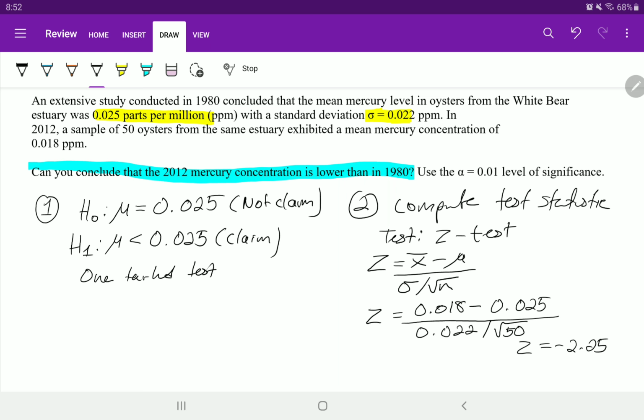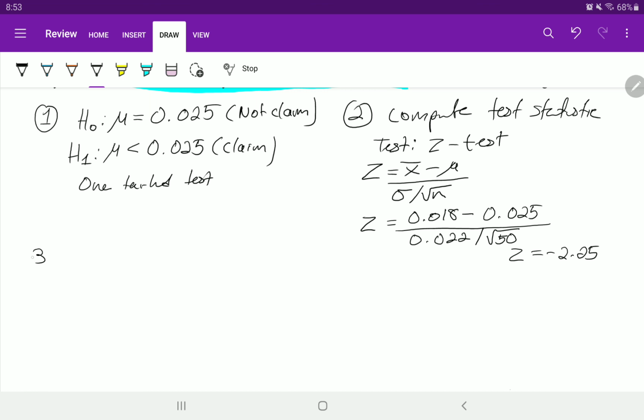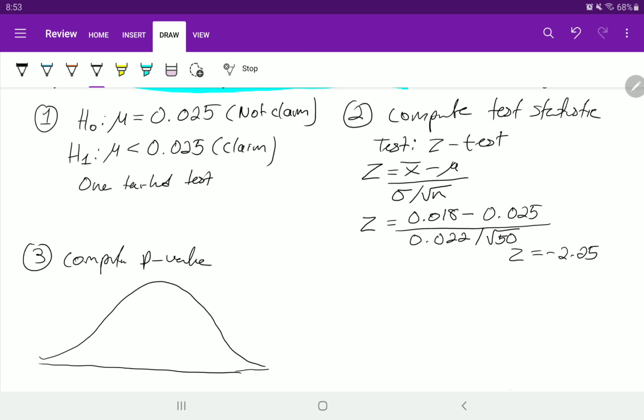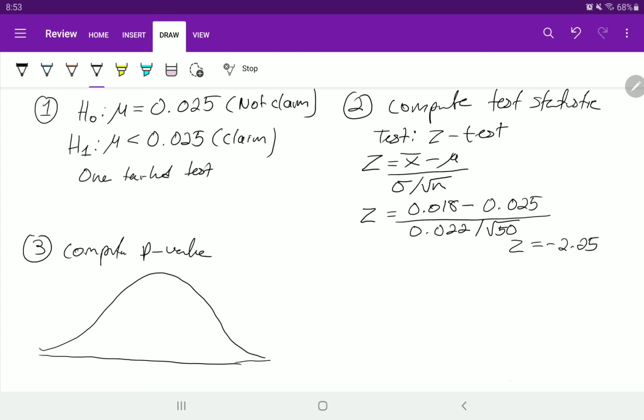Step number 3 is to compute the p-value. To compute the p-value, we're going to draw our standard normal curve. Let's draw a bell-shaped curve. Let's take our test statistic, which is negative 2.25. And we have to shade. In this case, we're shading to the left. The reason we're shading to the left is that once again, this is a left-tailed test. The direction of my inequality determines the way that I am shading.